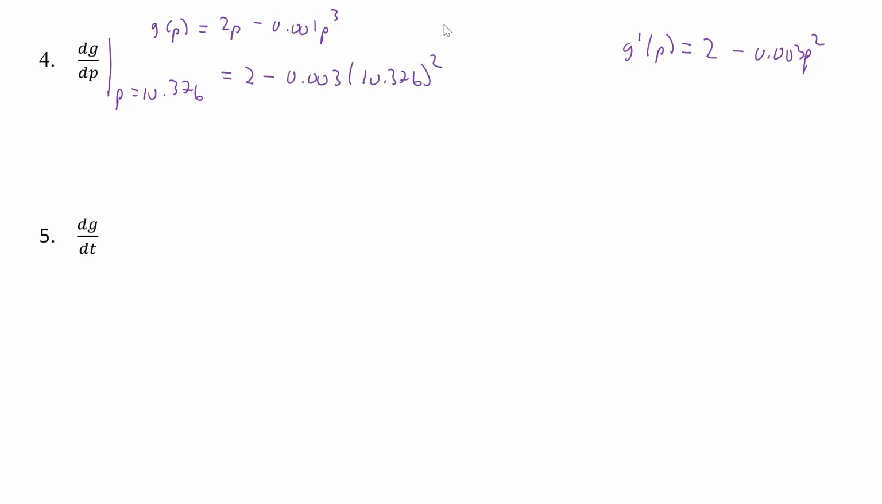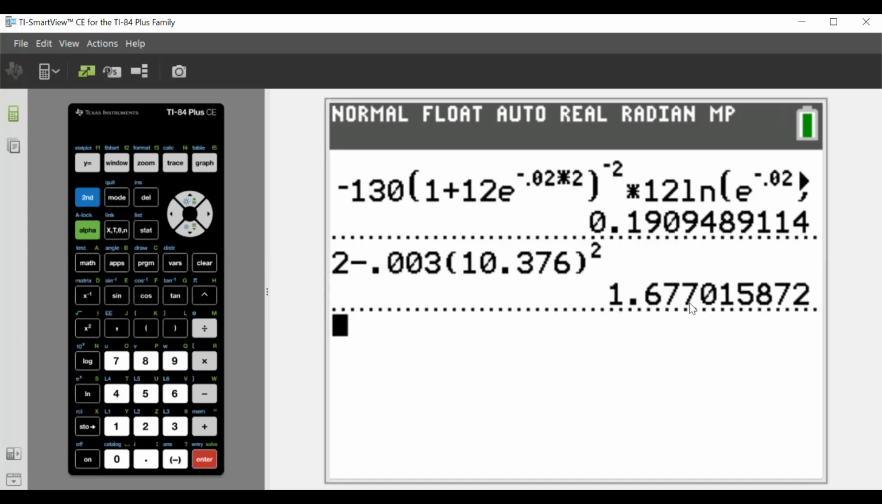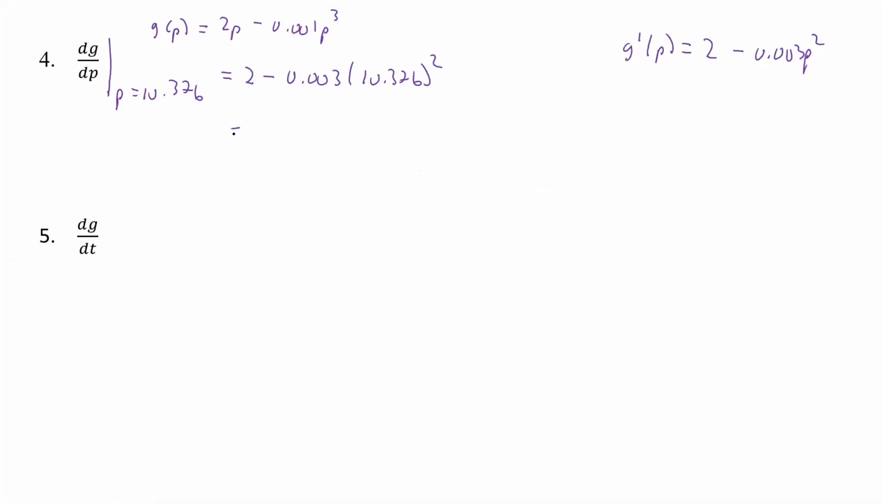And so if I plug that into the calculator, I have 2 minus 0.003 and then times 10.376, and that's now squared. So I get 1.677. So that's going to be equal to 1.677, and it was garbage trucks, and it was per 1,000 people. Okay, so now that's that.